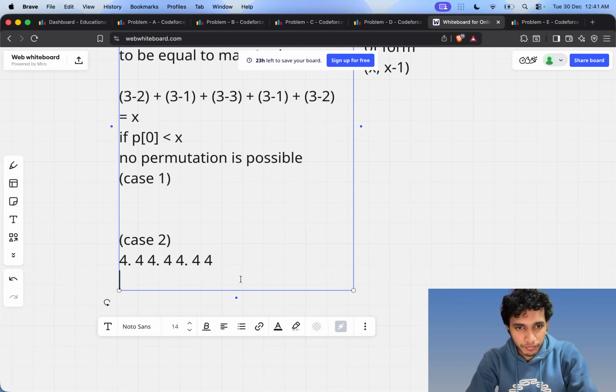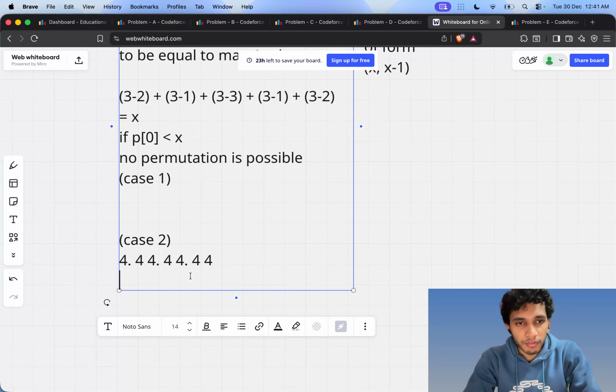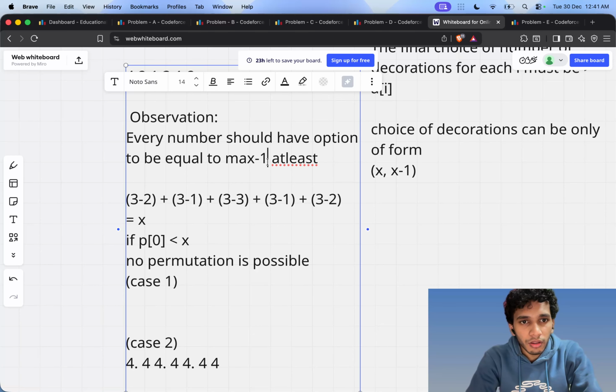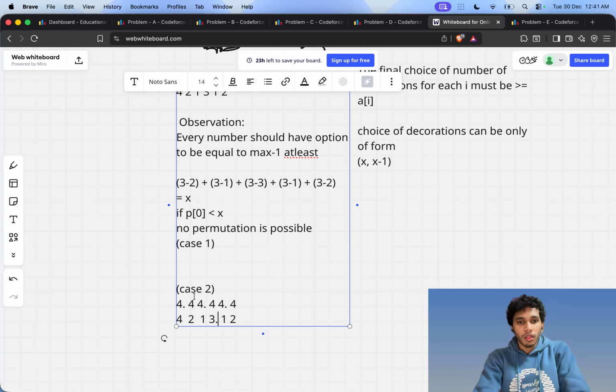How? If everyone can reach up till 4, then whatever permutation you have, here we had 4 2 1 3 1 2. We were sure that we can reach up till this particular scenario.